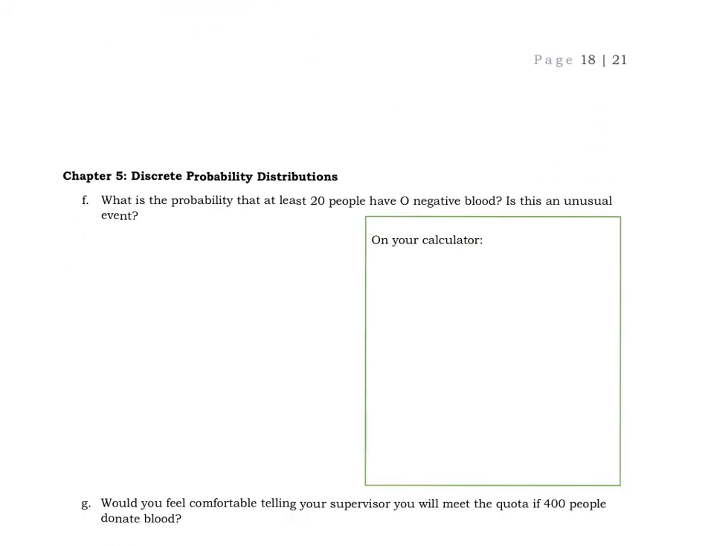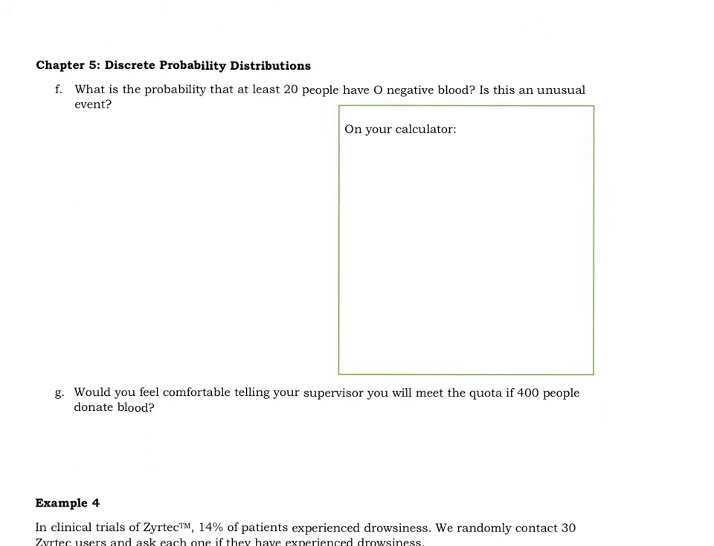But let's consider question F on the next page. What is the probability that at least 20 people have O negative blood? At least 20, so not exactly 20, but at least 20. Remember that phrase at least means a minimum of. So what we want to find is the probability that X is greater than or equal to 20.